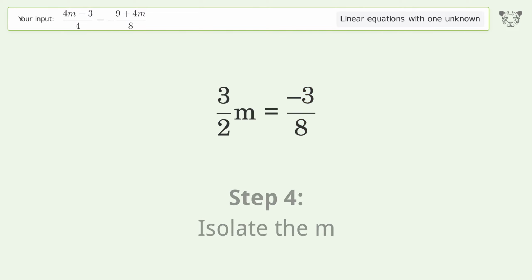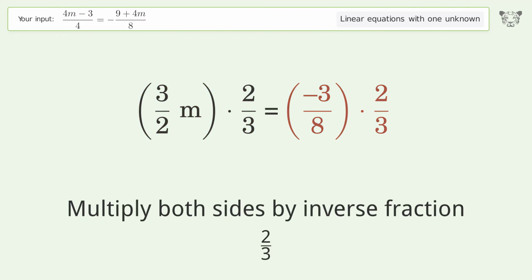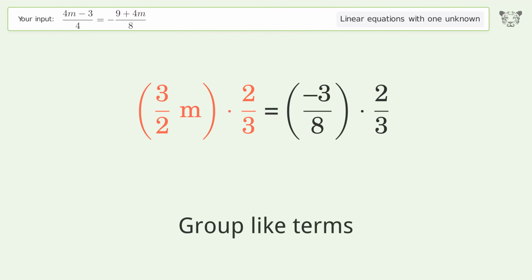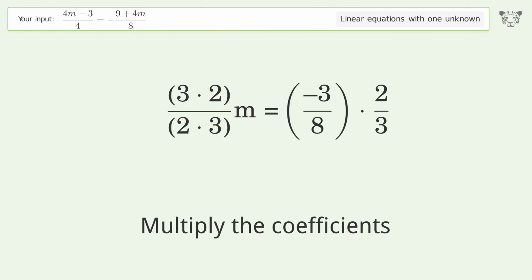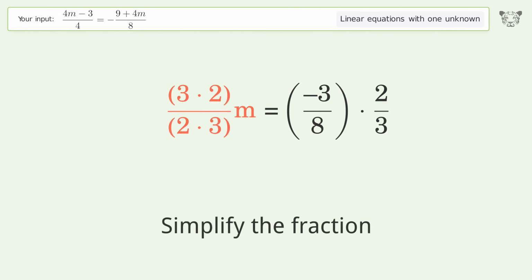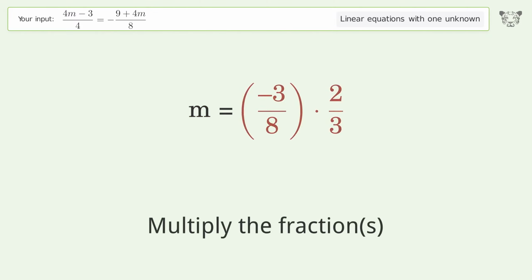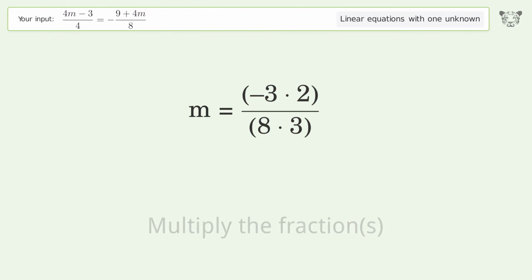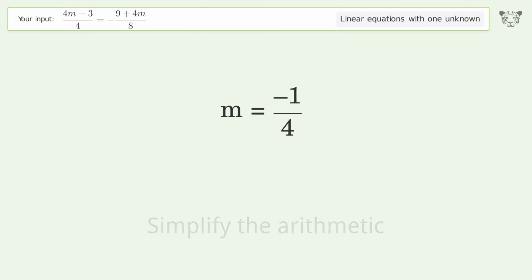Isolate the m. Multiply both sides by inverse fraction 2/3. Group like terms. Multiply the coefficients. Simplify the fraction. Multiply the fractions. Simplify the arithmetic. And so the final result is m equals -1/4.